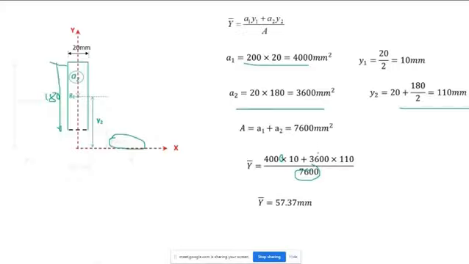So the meaning of this y bar of 57.37 is that from the x-axis, the centroid will be lying at a distance of 57.37 mm. Okay, all of it clear? Reply me. Yes, sir. Okay, let us move on to the next problem.